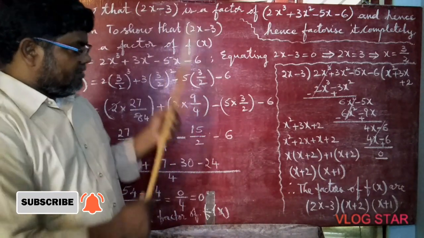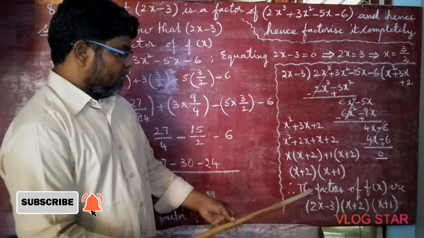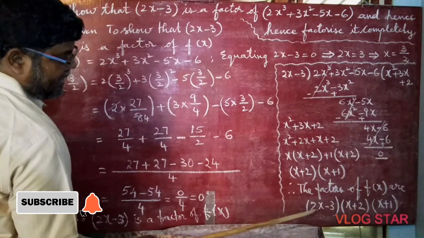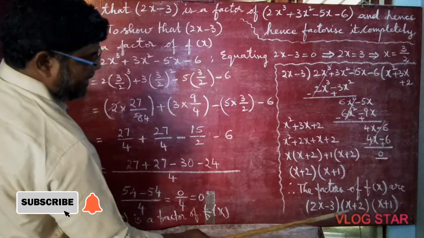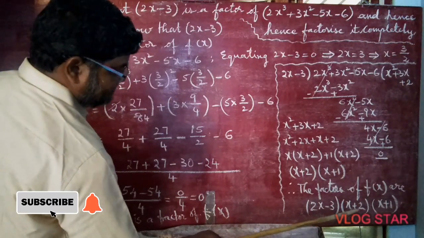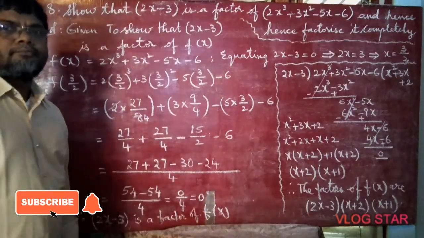Already one factor is given in the problem and we got 2 more, so total 3. Therefore the factors of f(x) are (2x − 3)(x + 2)(x + 1).